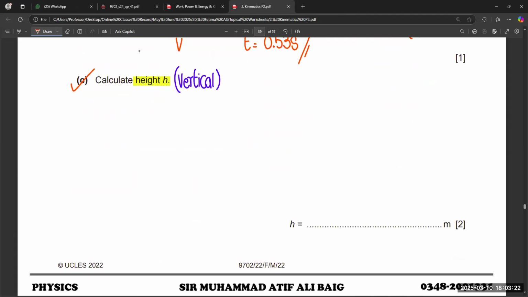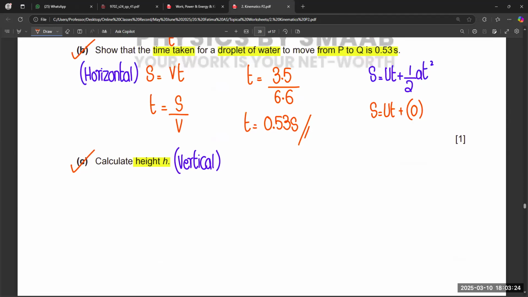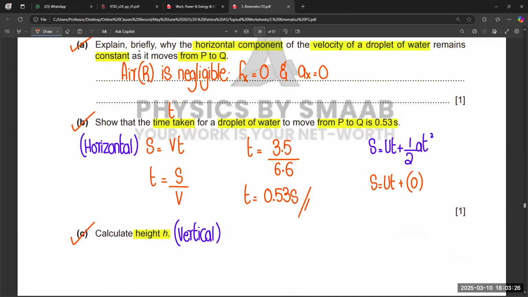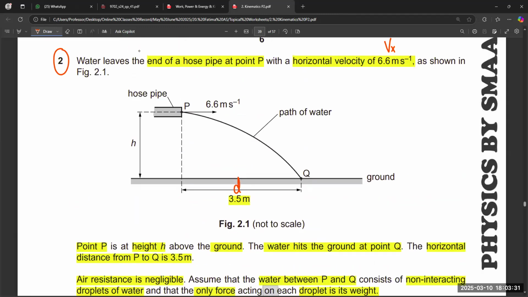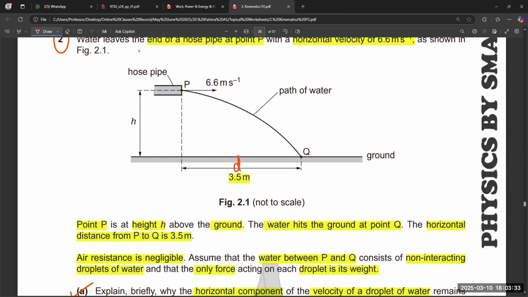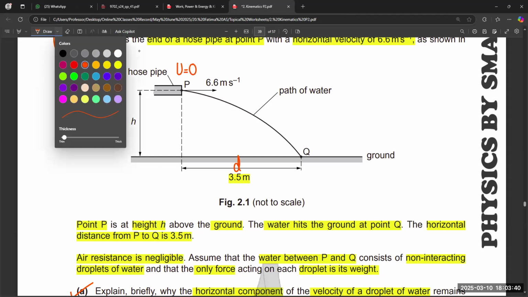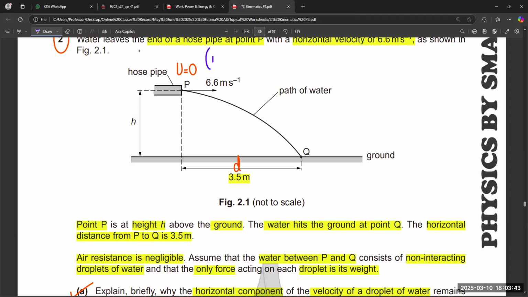So if we talk about the vertical component to calculate the height of the body, we only know that it is downward motion, because it is starting from the top. So if we consider vertical downward motion, initial velocity is zero and it is moving in the downward direction. So the value of a is positive.